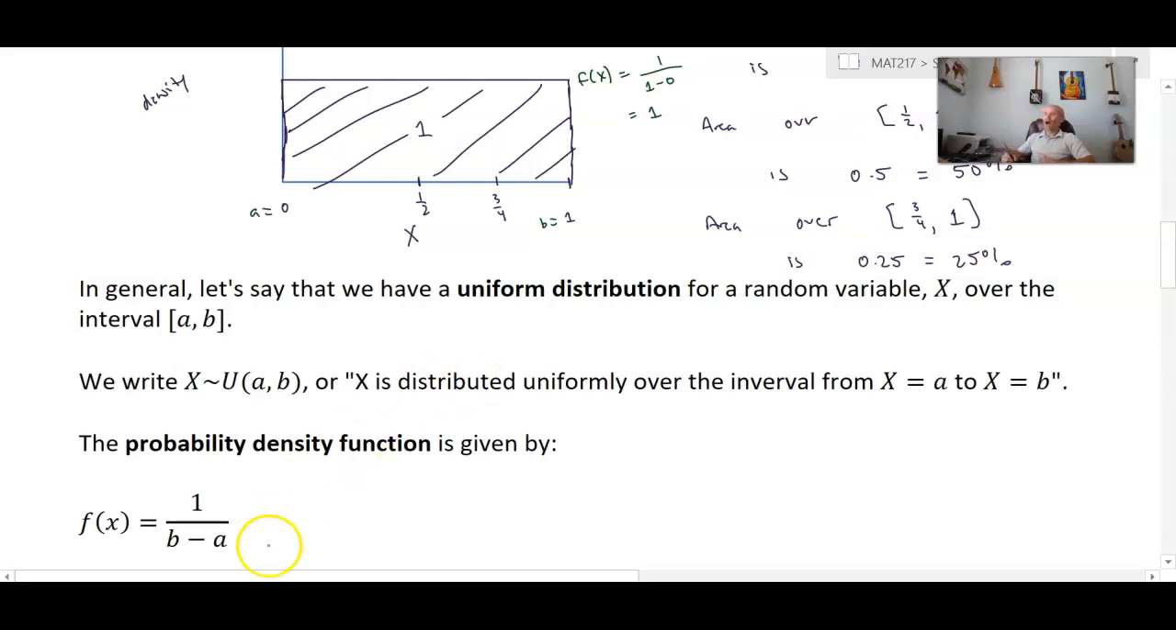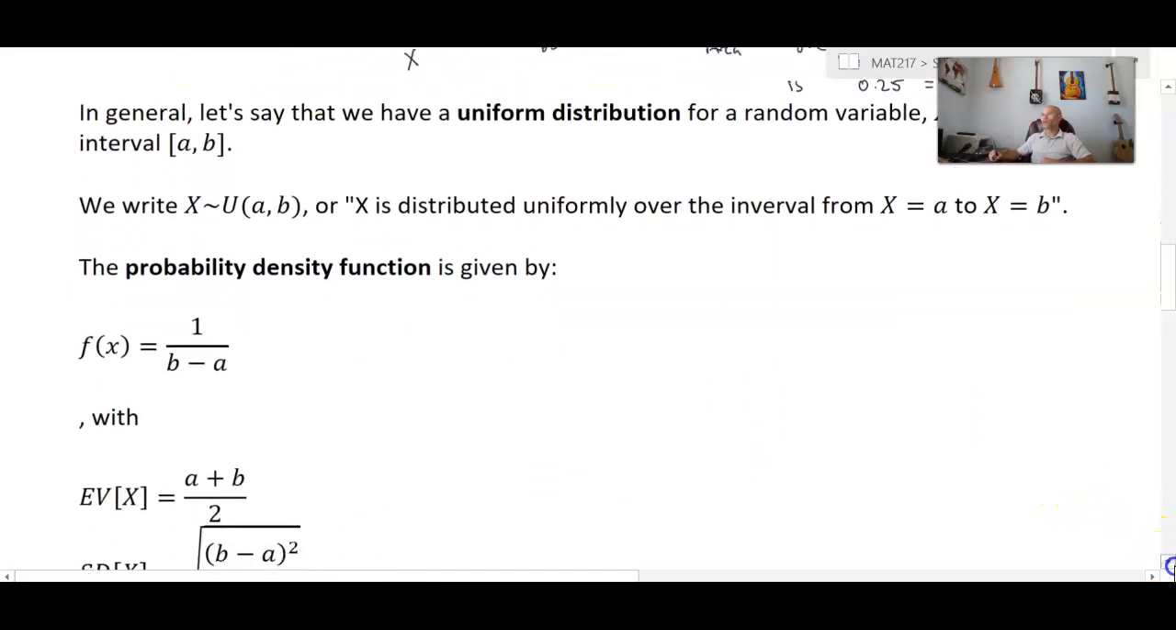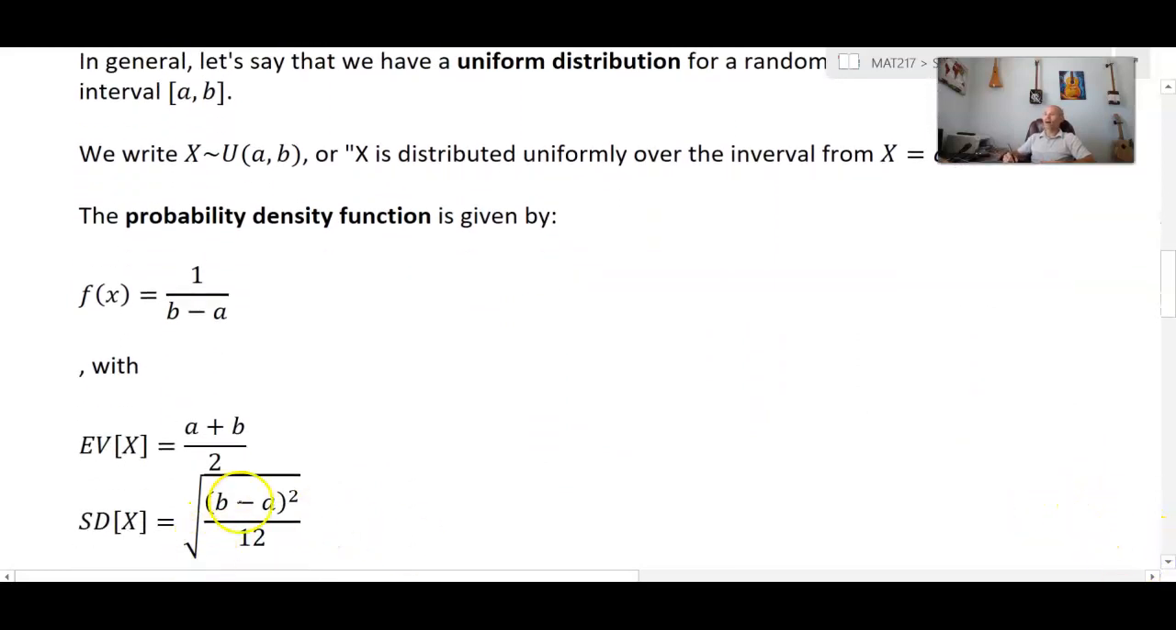So if you think about why we do this, why it looks like this, and also we'll state that the average value is basically the average of the beginning of that interval and the end of that interval. And the standard deviation looks kind of funky. It's the square root of b minus a squared divided by 12. And we'll talk about where this stuff comes from.